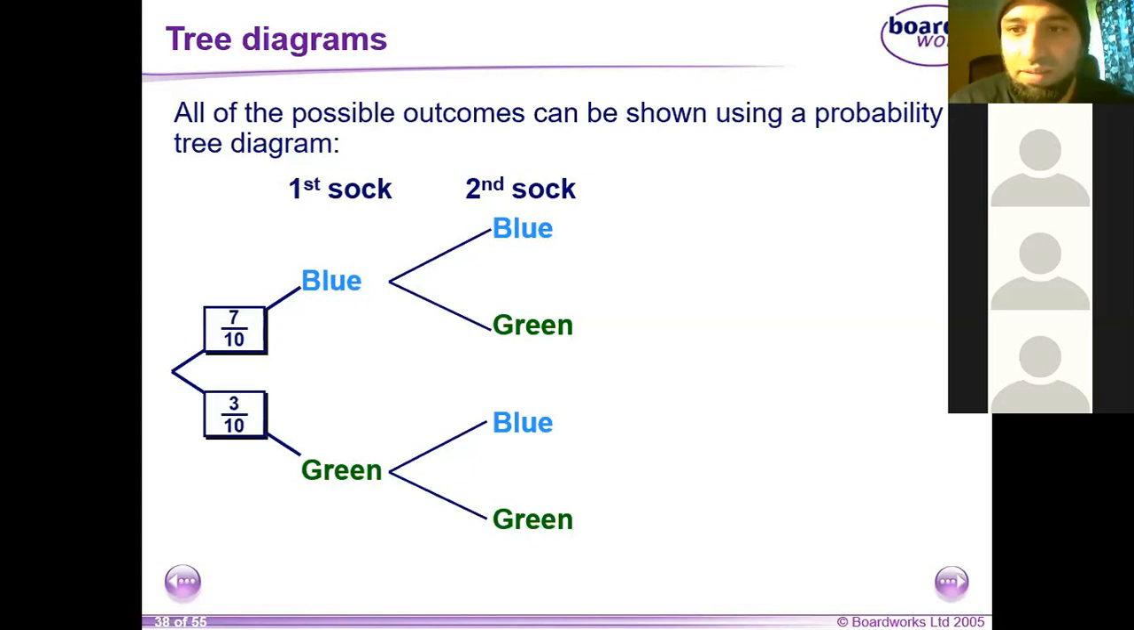Does that make sense? It does, because you guys are not replying. It means it makes sense. Good. But now look at this second part. What's the probability of me getting a second blue sock? 6 out of 9. Why is that? Why is it not 6 out of 10?